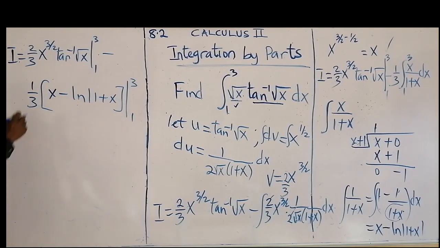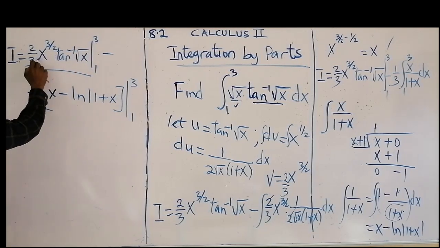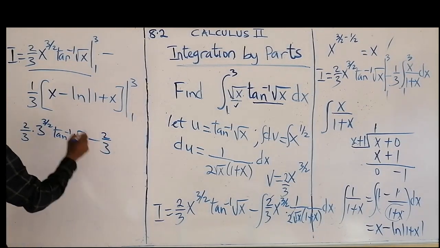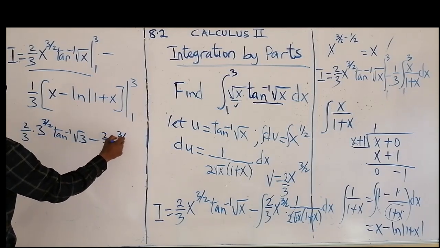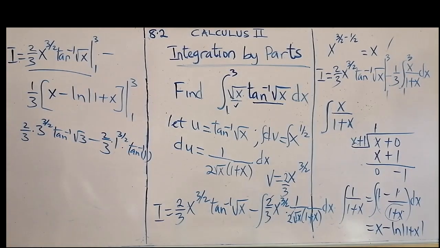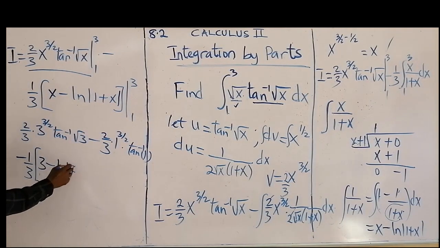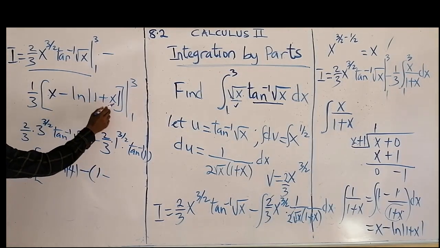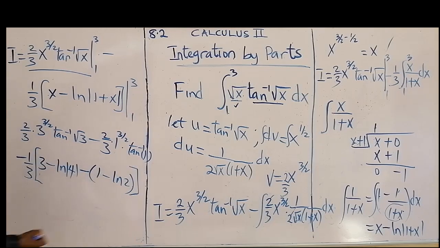So let's begin to substitute now. For this one, let's get that. That will be 2 over 3 times 3 to power 3 over 2, and then arctan 3, then minus the lower boundary, which is also 2 over 3 times 1 to power 3 over 2, and then times arctan 1. Okay? Then this one minus 1 over 3, this will be 1, upper boundary is 3, minus 1 plus 3, that's ln 4. Okay? Then minus the lower boundary, that will be 1 minus 1 plus 1, that's ln 2. So that's what we have now.